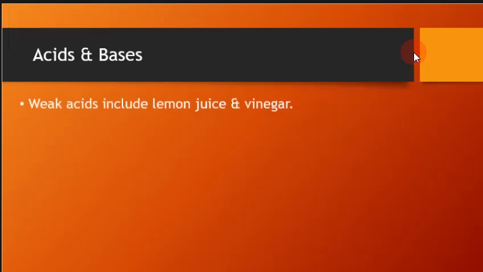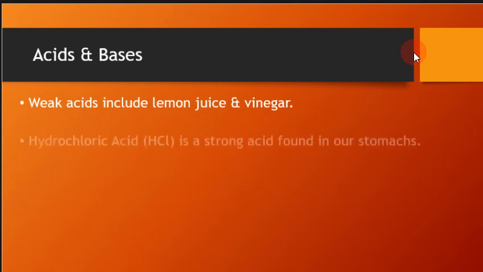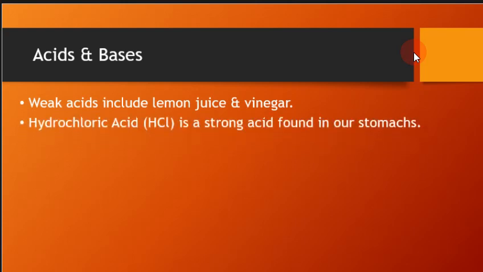Okay. Weak acids include lemon juice and vinegar. Typically, if you put salad dressing on your salad, you're going to have an acid in there, especially if you use Italian dressing or something like that, because there's vinegar in there. I use like a balsamic vinegar thing. I like vinegar. Lemon juice, if you like lemonade, it's acidic. It's nice.